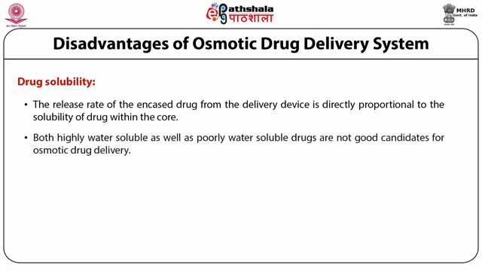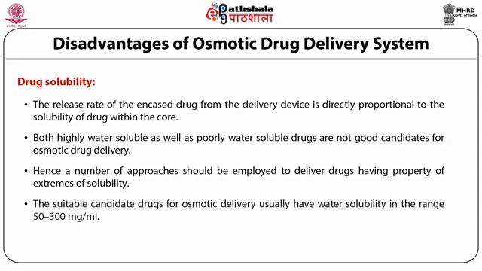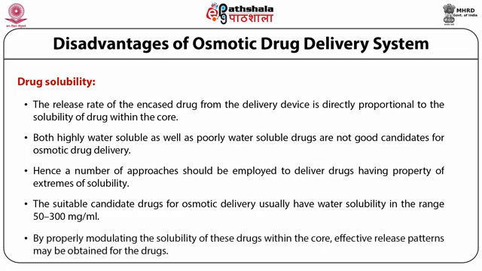Highly water soluble drugs as well as poorly water soluble drugs are not good candidates for making an osmotic drug delivery system. Therefore solubility should be moderate, and there must be a range, which I am going to discuss later. Hence a number of approaches should be employed to deliver drugs having extreme solubility. A suitable candidate is any drug having water solubility from 50 to 300 milligram per ml. Next, by properly modulating the solubility of the drug within the core, an effective release pattern can be achieved. So yes, we can modulate.